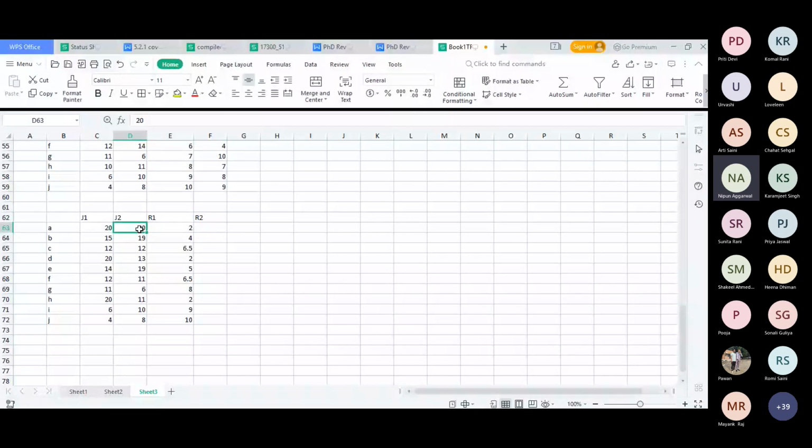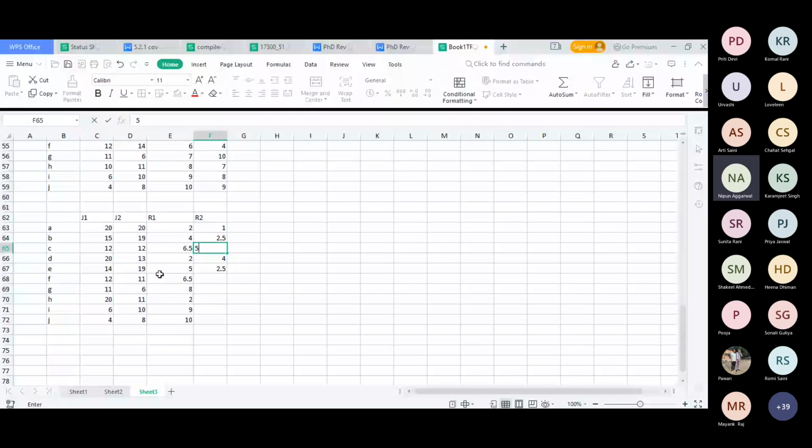So in rank 2, 20 is the highest, so this is your 1. Then after 20, the number is 19, but it is 2. So there is a clash between the second and third rank. The average of second and third is 2.5, so 2.5 and 2.5. Now the next after 19 is 13. Now 2 and 3 are consumed, so this will be 4, and this is 5.